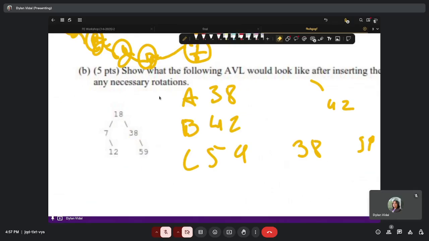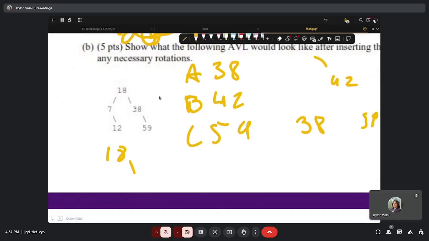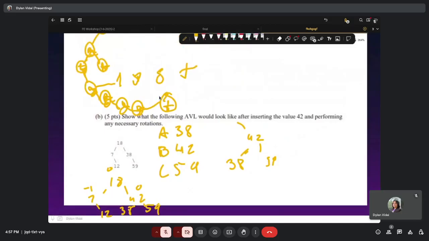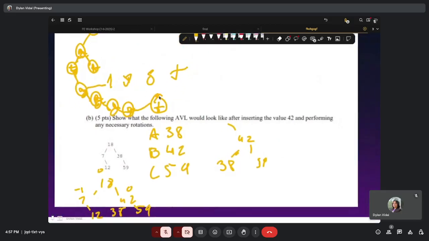So the outcome of this is going to look like 18. It's going to attach to this tree we just drew to the right. 42, 38, 59. And then reattach everything as it was. 7, 12. So now in this case, do we have any balance factor issues here? Everyone's good. This guy has a balance of 0. Also has a balance of 0. Balance of -1. We're all set. Everyone good there? 5 points for that. That's a pretty simple AVL problem. Pretty straightforward on that one.